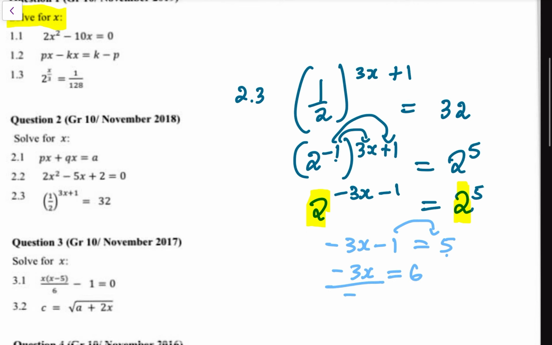Divide on both sides by negative 3. So x is equal to 6 divided by negative 3. It will be negative 2. So x is equal to negative 2. Let's move to the next one.